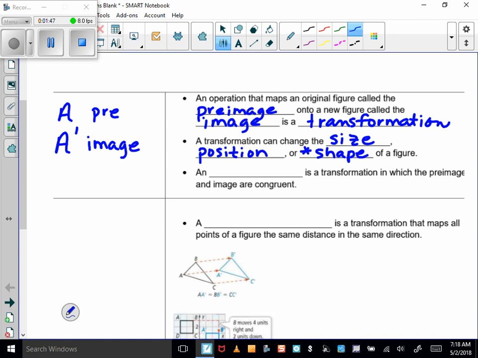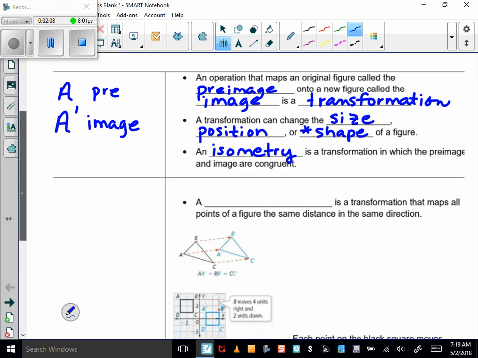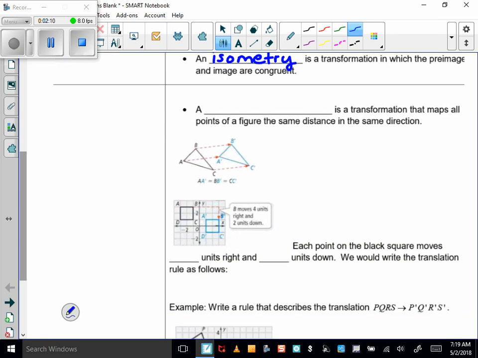We're going to talk about transformations that change the size and position. So if we have a transformation in which the pre-image and the image are congruent, that's called an isometry. So clearly, an isometry is not going to change the size of the figure, right? I can change the position, but I'm not going to change the size, or it's no longer an isometry. Translations and rotations are both isometries. And what is a translation?